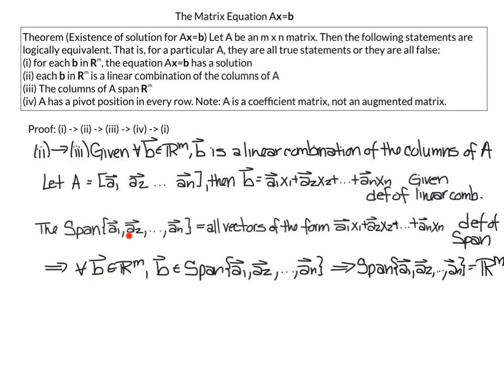The span of A1, A2 up to AN is equal to all vectors of the form A1 x1 plus A2 x2 up to AN xn. That's just from the definition of span. So for every B in R^m, B is in the span because B can be written in this form of a linear combination. And that's the end of our proof. To summarize, we didn't use much more than the definition of linear combination, the definition of span, and also our given that B was indeed a linear combination. The fact that this proof is so quick and easy shouldn't come as a surprise, since literally the definition of span is in terms of the linear combination.